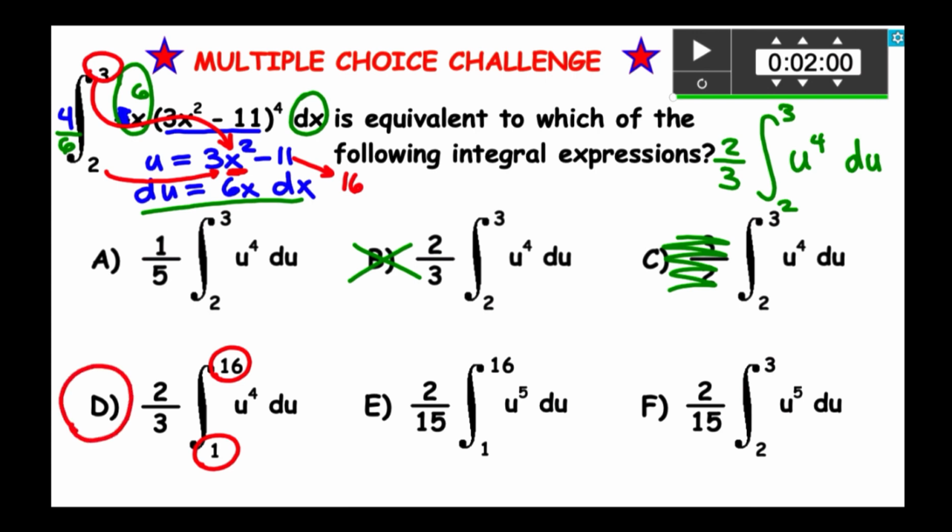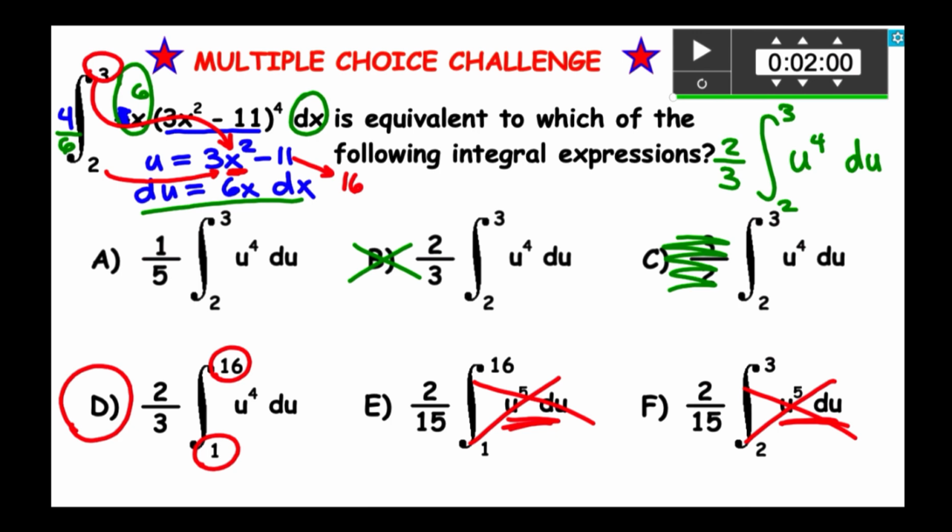Hardly anybody picks it. Some people forget that, you don't go up by a power, divide by the new power, and still leave the integral sign there. In all 6 choices, nobody's integrated anything yet. So if you pick something with a u to the 5th on there, you also got tricked. So D is the answer.